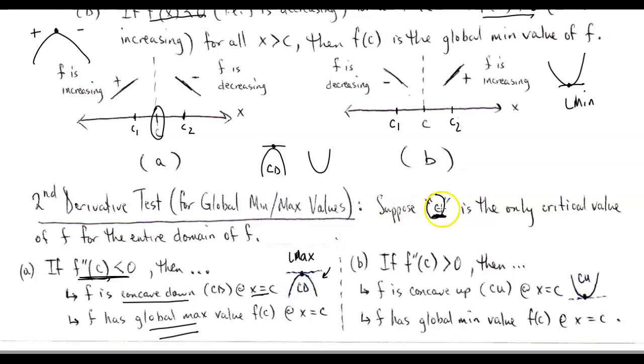Similarly, if I take my same critical value, plug it into the second derivative, and I get a positive value, then that lets me know that the original function was concave up, and thus I have a local min at x equals c. And since that's the only one, that local min will also be a global minimum value.